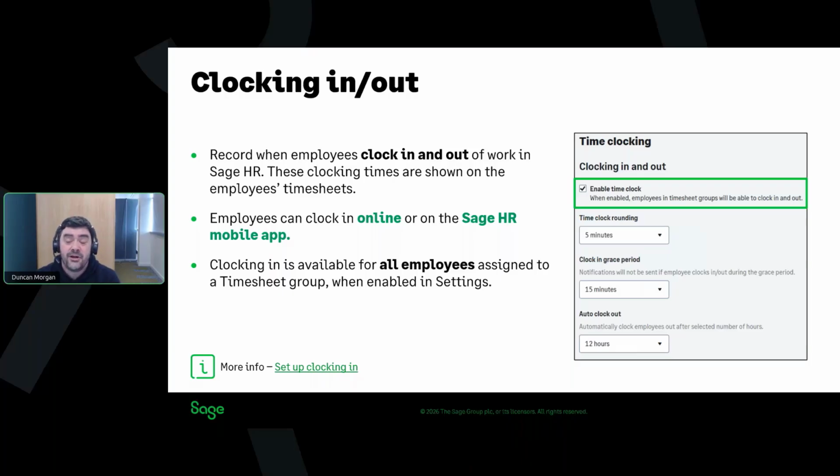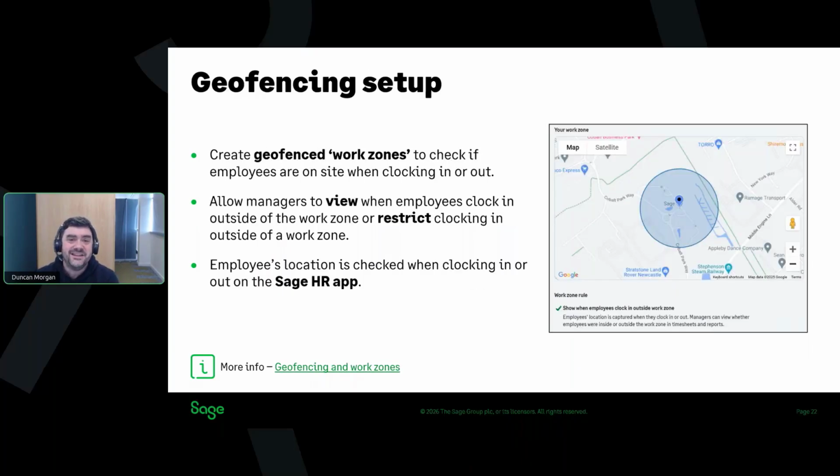The other part of clocking in and out on the mobile app is that you can use the geofencing feature in order to create geofenced work zones. So this enables you at the point of clocking in and out to request the location of your employee and to record whether it was inside a designated work zone or outside of that zone. So this allows the timesheet manager to either view if an employee has clocked in or out outside of the work zone, or there is a setting to restrict clocking in and out so that an employee must be physically present within that work zone in order to clock in and out of their timesheets.